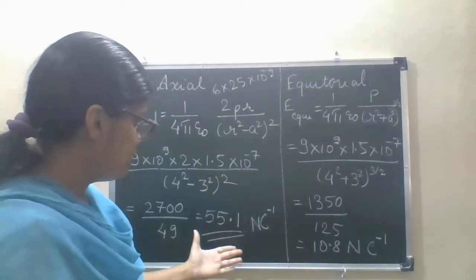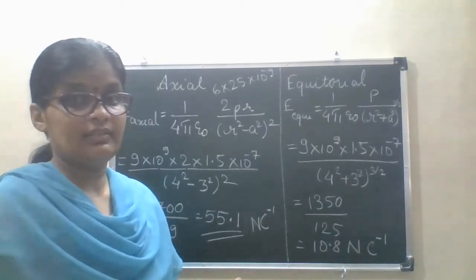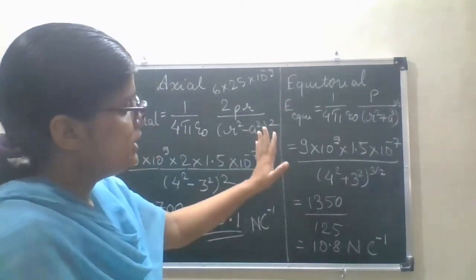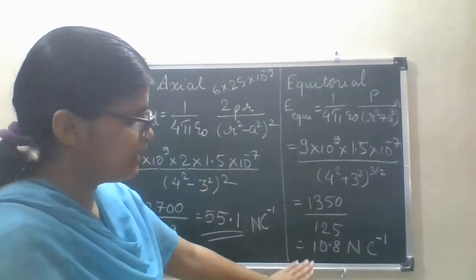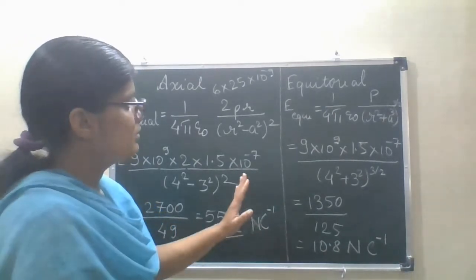Okay, so why have we written Newton here? Because we are calculating the force, and it is in the form of electric field. Okay, so next is equatorial, E at the equatorial. Same values we have substituted here, and the answer is here. Okay, so check after solving.